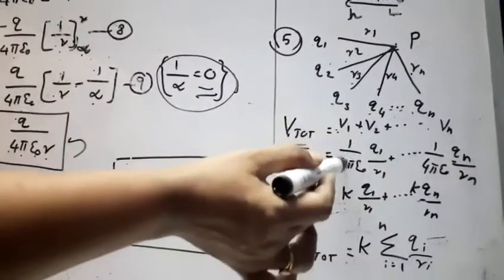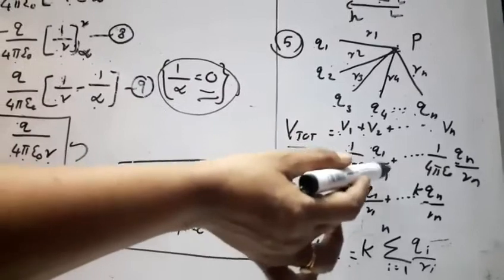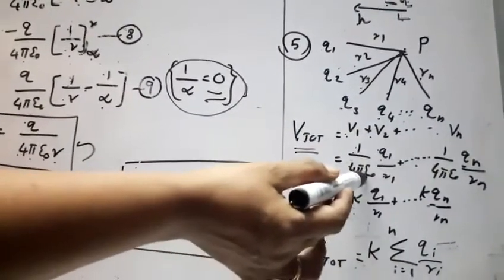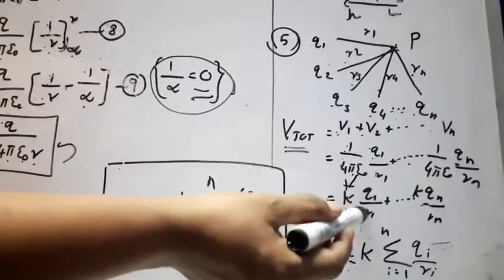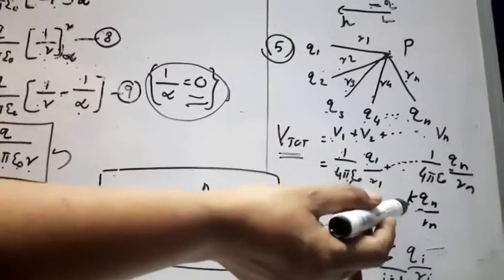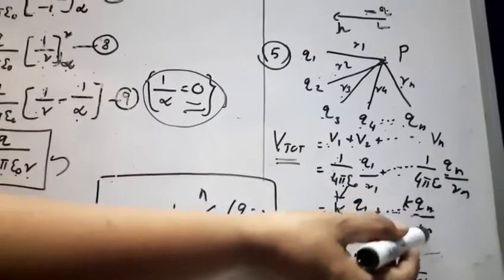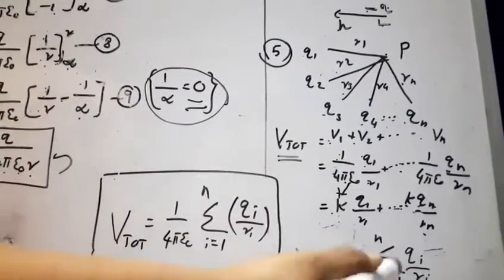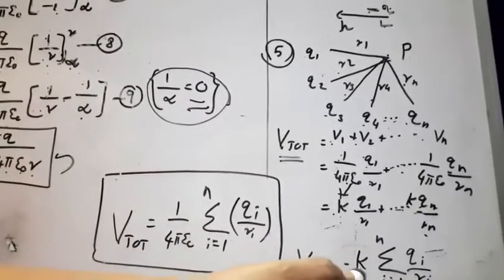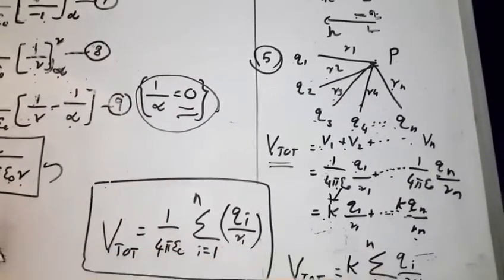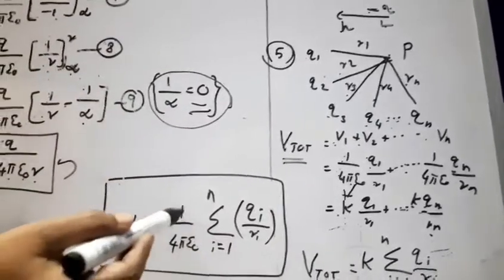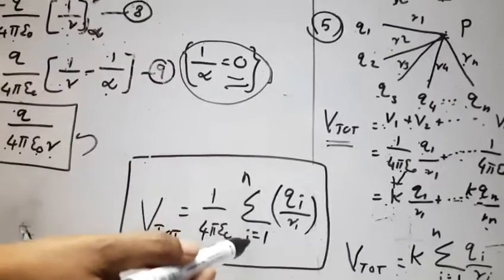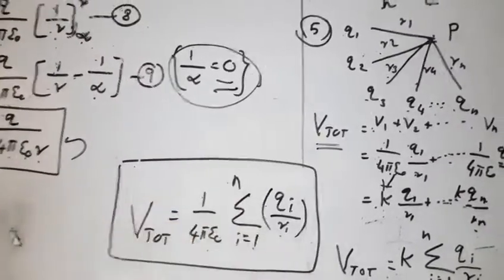Substitute the value: 1 by 4 pi epsilon naught Q1 by R1 and so on, 1 by 4 pi epsilon naught Qn by Rn. This is the K value, so K Q1 by R1 plus K Q2 by R2 and so on, K Qn by Rn. Then the K value we take out, and the summation is written as i equal to 1 to n of Qi by Ri. And for the K value we know that the total potential is equal to 1 by 4 pi epsilon naught summation i equal to 1 to n of Qi by Ri.